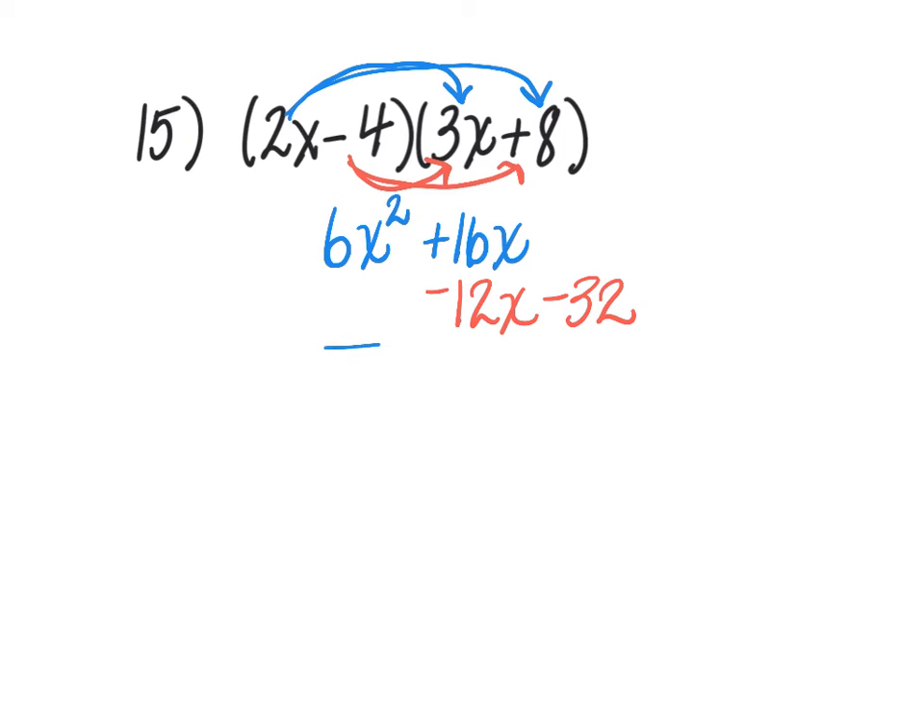All right, let's combine like terms. Bring down the 6x squared. A 16x minus a 12x is a positive 4x, and bring down that minus 32.